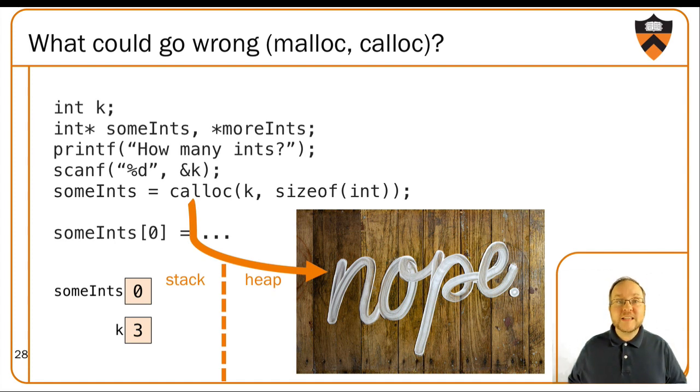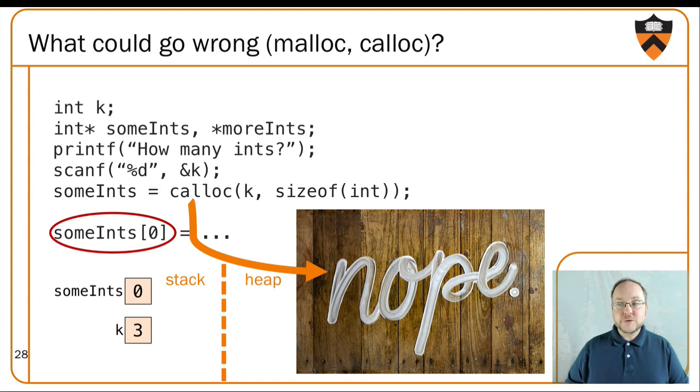The problem here is that you have to check for that. You have to check to say, did malloc or calloc return null? Because otherwise, the very next thing you're going to do here is you're going to say, oh, I want to use that memory. So some ints of 0, for example, here, well, recall that the brackets for an array is the equivalent of dereferencing a pointer. But if some ints is null and we dereference a null pointer, that is a seg fault.